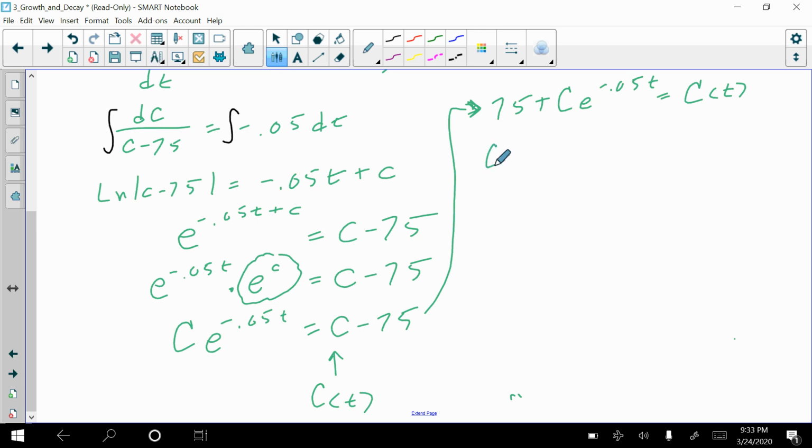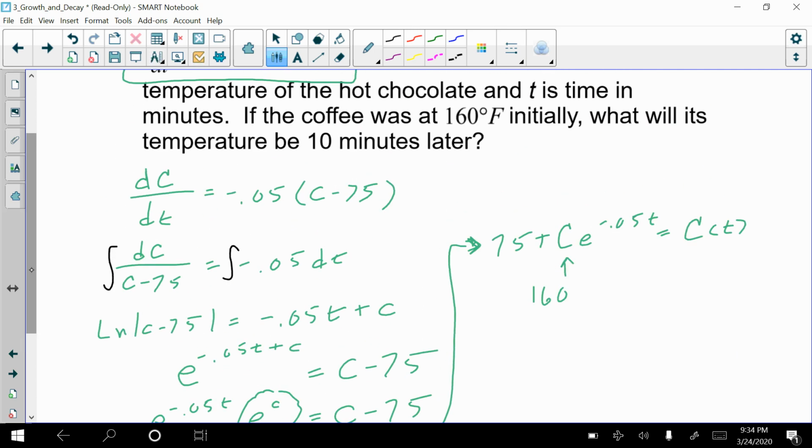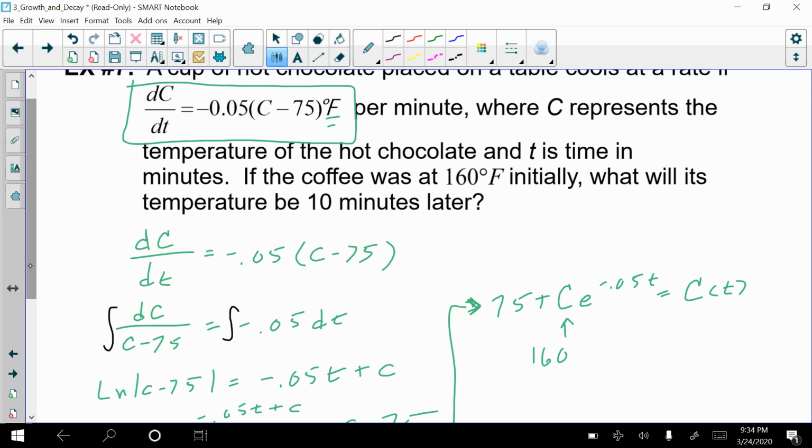Okay, so now I'm going to say C of 10 will be equal to 75 plus, oh, what am I missing here? I don't have a value of C yet. Well, that's pretty easy to get. What is C going to be? Let me back up just a teeny bit here. We need to know what was this initial amount. Well, we know the initial amount of the temperature was 160 degrees. And the question is asking us, what will the temperature be 10 minutes later? So how are we going to use that information?